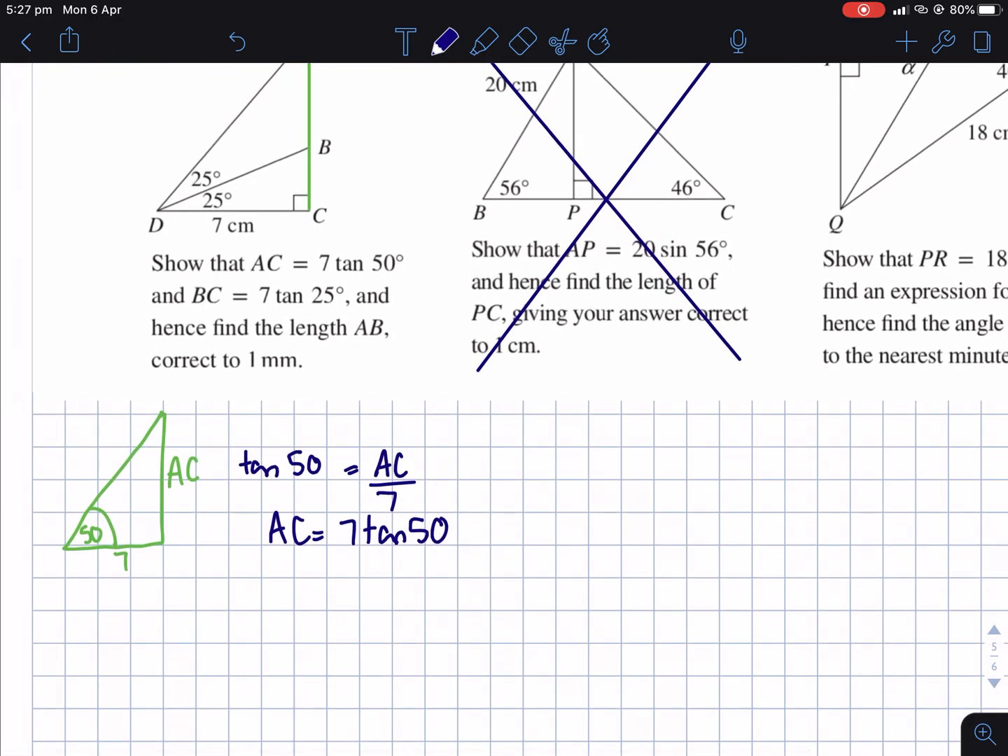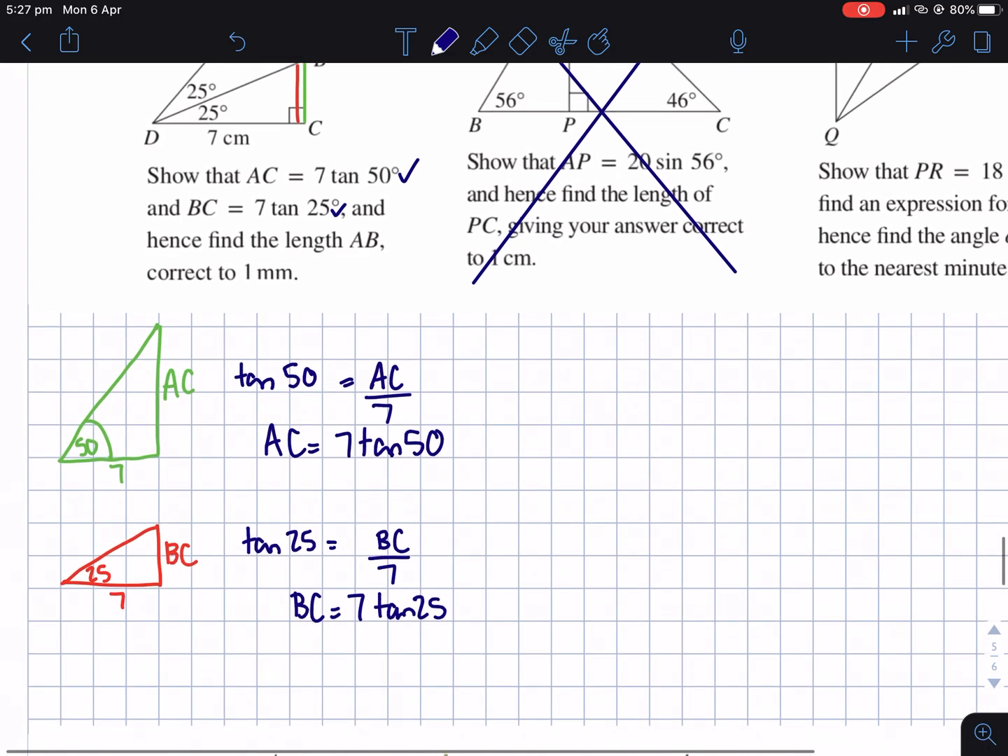For BC, this time I'm going to draw a smaller triangle just for that height. So this time I've got 25, this is 7, and this is BC. So this time I can say tan 25 equals BC over 7. So BC equals 7 tan 25. So we've done that. We've done that.